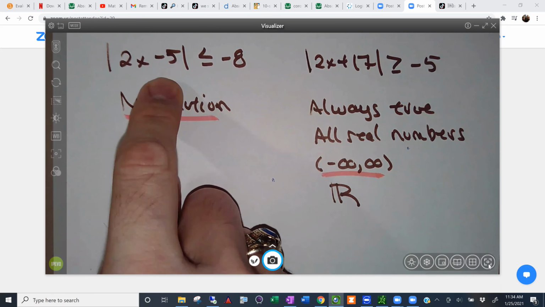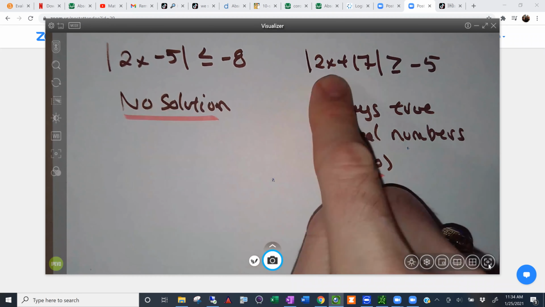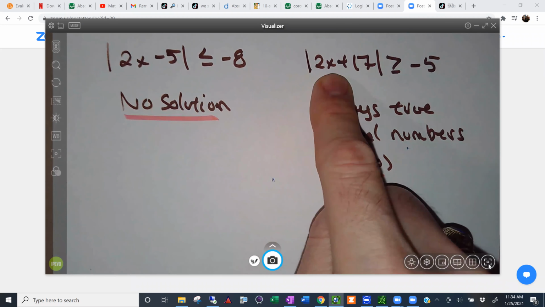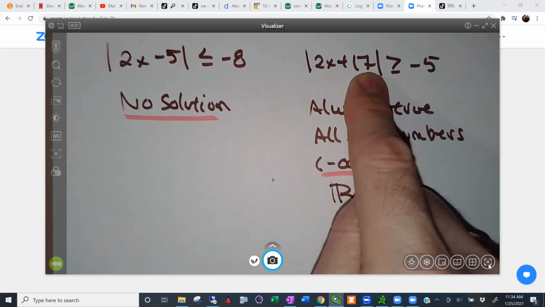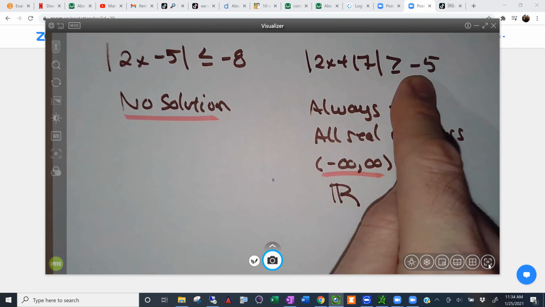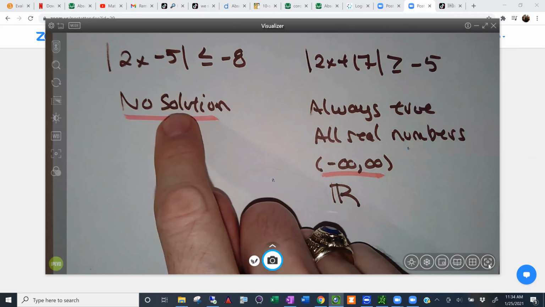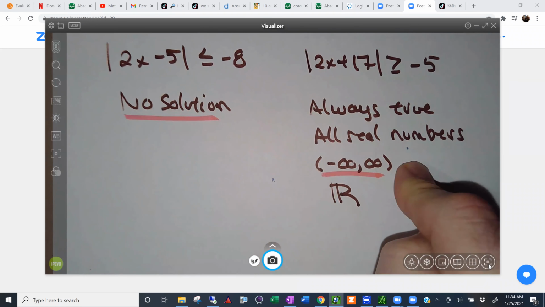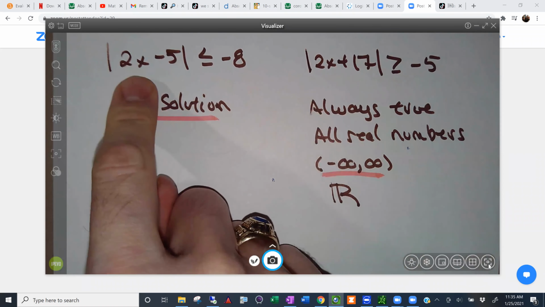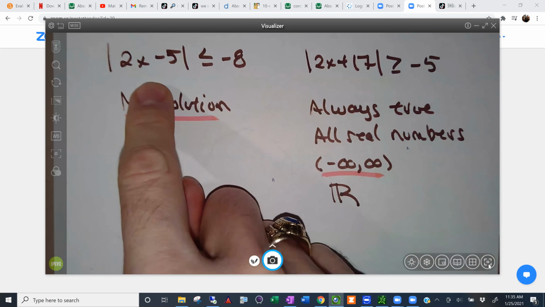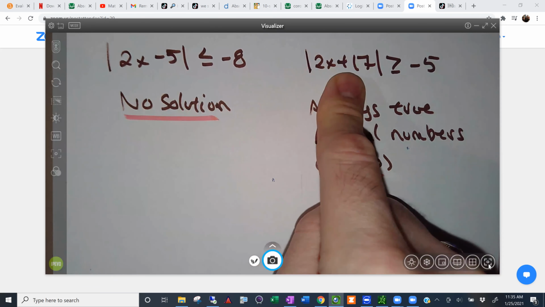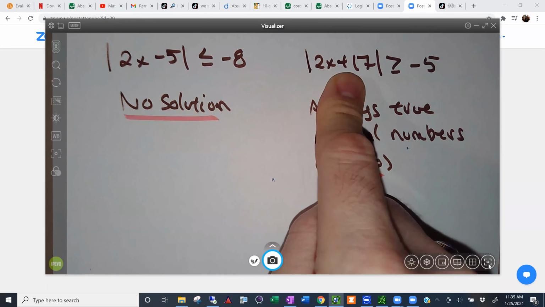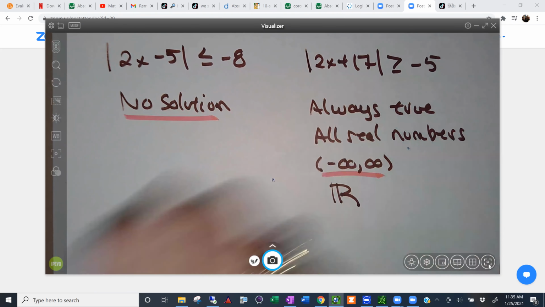This one's false. Now, if I put in a +2 over here, I get 4 plus 17 is 21. 21 is greater than -5. That works. So it's reminding you that this one is the no solution and this one is the all real numbers. Because any number you put in here won't work, and any one you put in here will work.